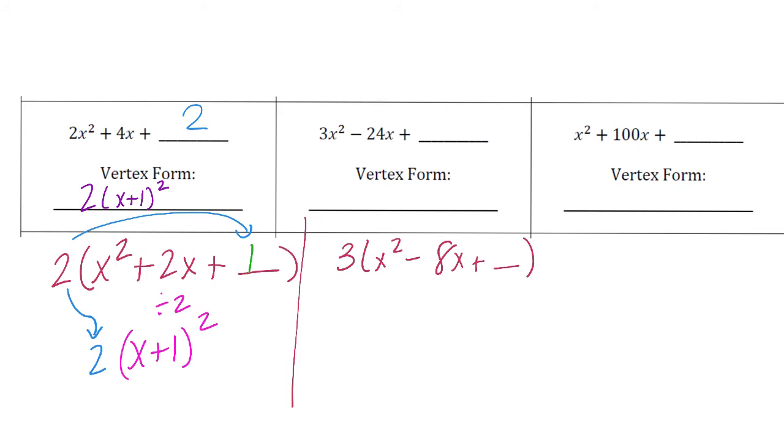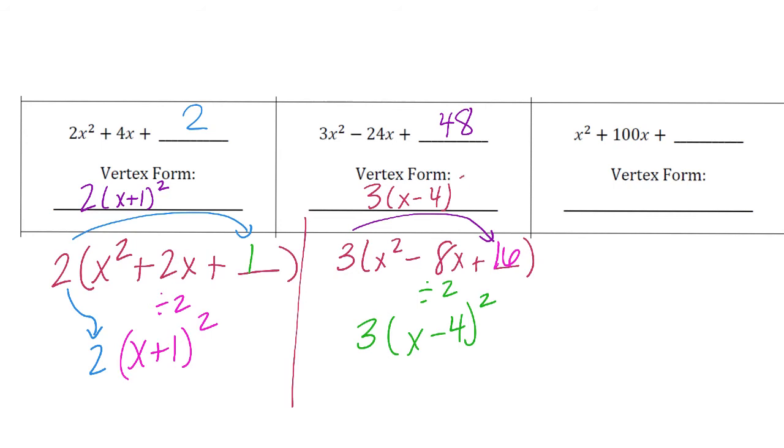Okay, and we're going to divide by 2. So we get x minus 4 squared. Don't forget to bring down your 3. Negative 4 squared is 16. And last part, 3 times 16 is 48. So my vertex form is 3 times x minus 4 squared.